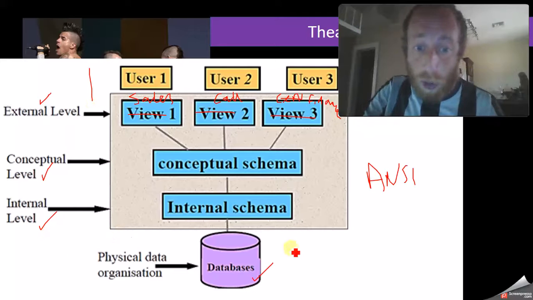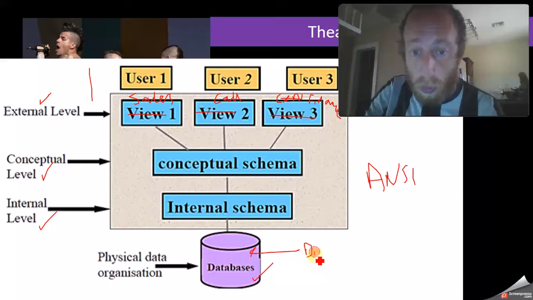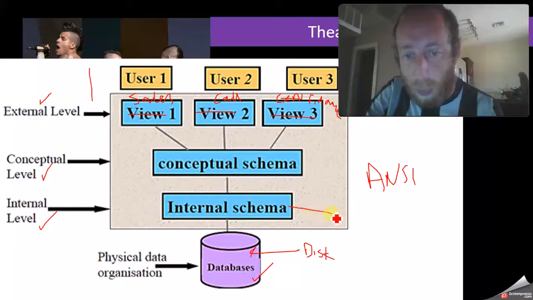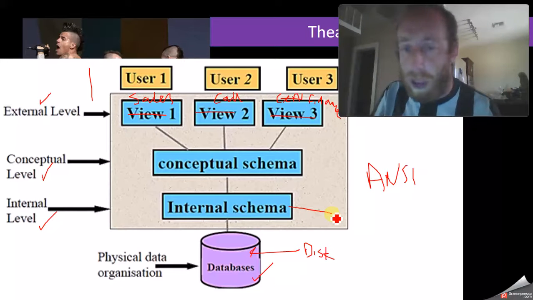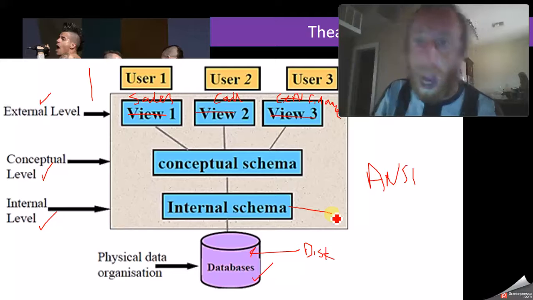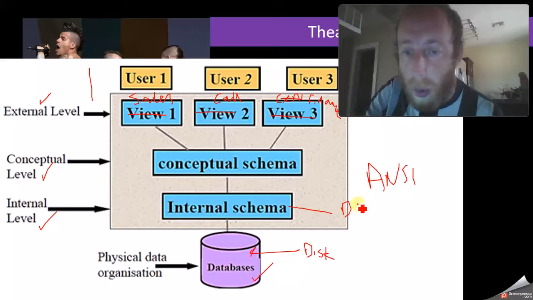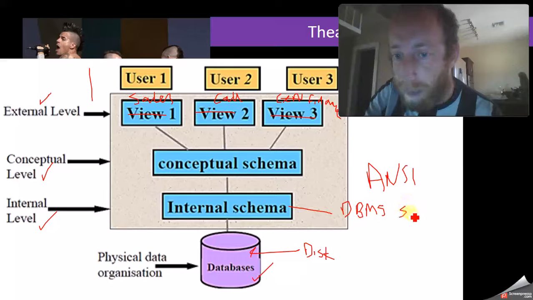This database is normally kept on a disk. So in our example, it's kept on a disk. The internal schema is literally how the database is structured. So how many tables we've got, how many fields we've got, how many records we're going to keep. And this is called the database management system software, DBMS.